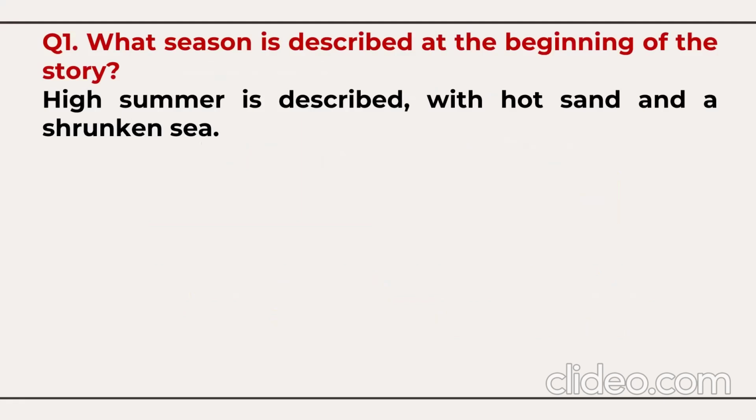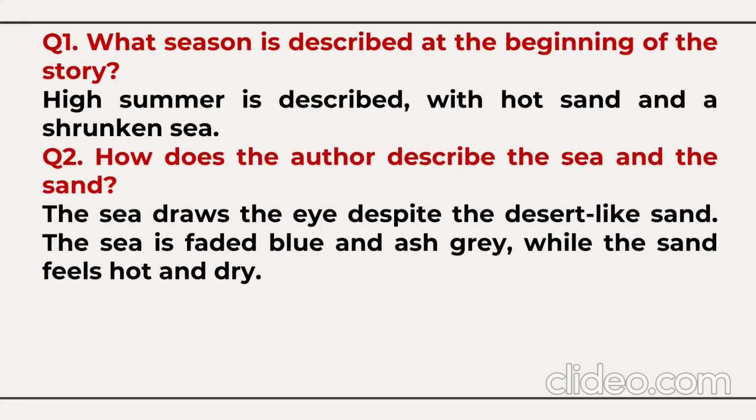What season is described at the beginning of the story Yellow Fish? Which season? High summer. High summer is described with hot sand and a shrunken sea. How does the author describe the sea and the sand? The sea draws the eye. Despite the desert-like sand, the sea's faded blue and ash gray, while the sand feels hot and dry.